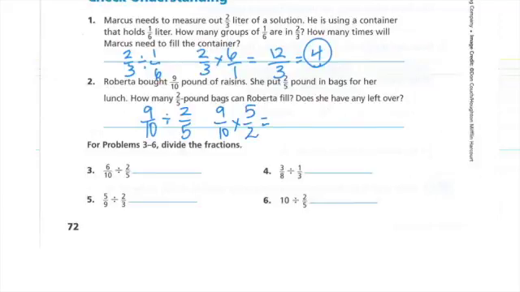9 times 5 is 45. 10 times 2 is 20. Then I have to ask myself, 20 goes into 45. Well, I know 2 times, because that's 40. And then I know there's 5/20ths left over. I can simplify that. Let's see, I can divide 5 by 5. And I can divide 20 by 5. So that would be 2 and 1/4.